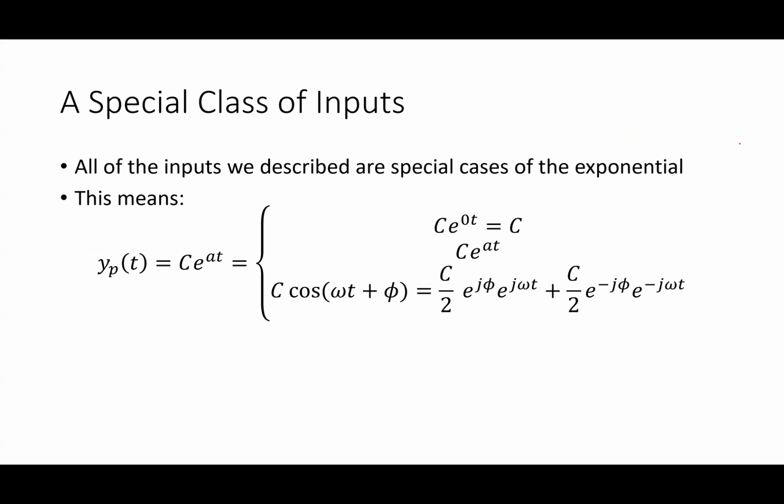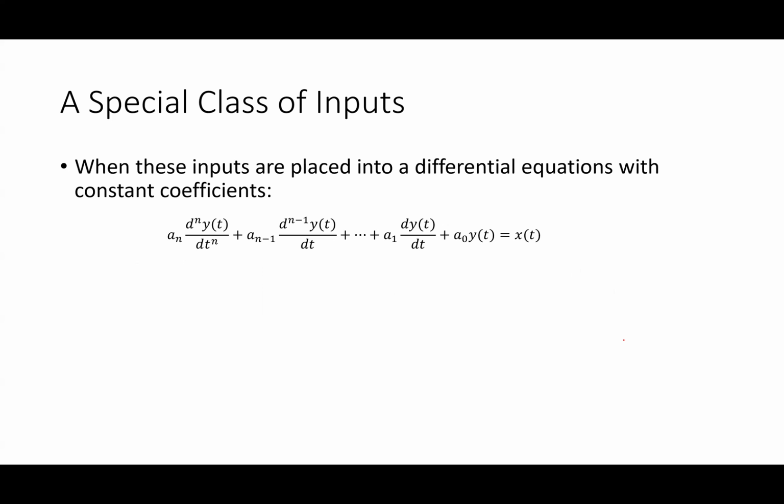So basically what I'm saying is, with all of these inputs, I can think of all of them as special cases of the exponential. If I have c e to the at, I can think of it like this. That last one, I wrote it a different way, but it's entirely the same thing as what I just said. It's the real part of c e to the j phi e to the j omega t, like that.